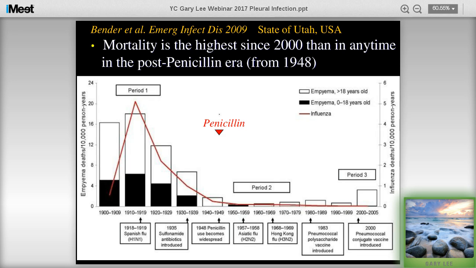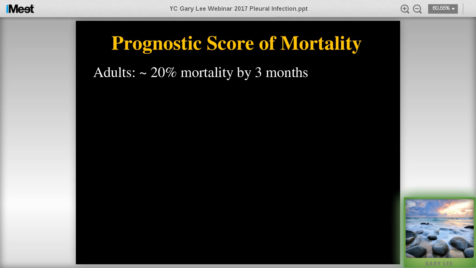This is also from another group from Utah, and they have got a very good database, and they can actually tell us on the y-axis, this is the mortality per 10,000 people in the state of Utah from 1900, so more than 100 years ago, to the year 2000 to 2005. And you can see that the mortality from pleural infection was really high at the time of the Spanish flu. And it subsided very dramatically when penicillin was introduced, and antibiotics had kept the mortality very much at bay until in recent years there is a resurgence of the mortality. And that has been seen not just in the state of Utah, but around the world.